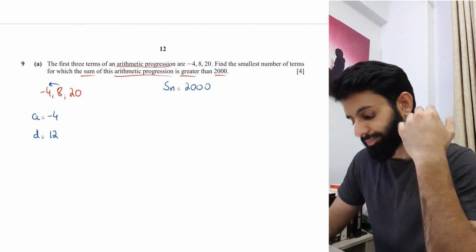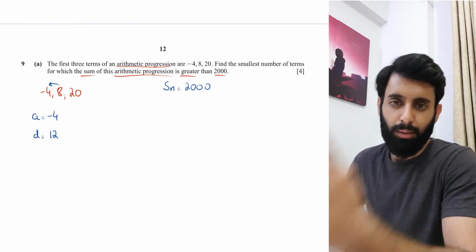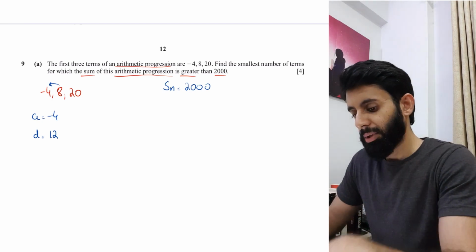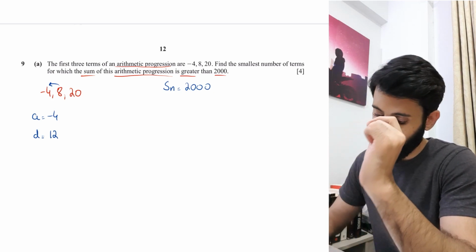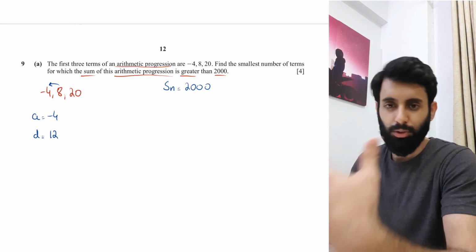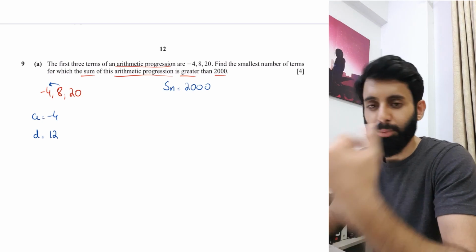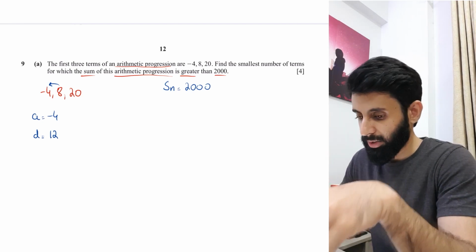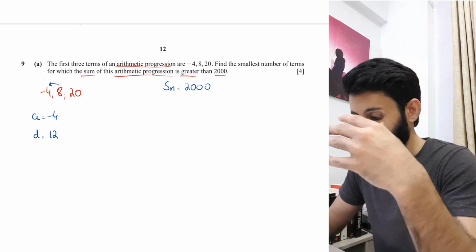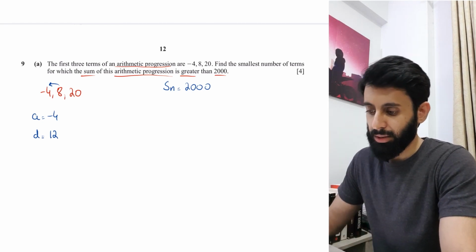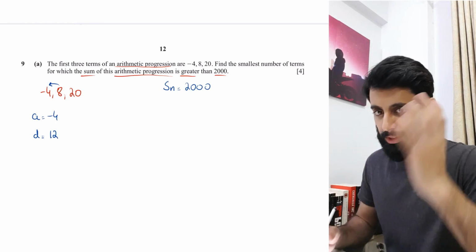Now let me explain something. Let's say the value of n that we obtain over here turns out to be 10. Hypothetically speaking, I don't know what the answer is. That means 10 terms sum up to 2000. So if I want the smallest number of terms for which the sum is greater than 2000, the answer is going to be 11. Let's say the answer to this turns out to be 5.6. Okay, again, hypothetically speaking. So at 5.6 terms, although that's not possible because terms should be integer, that means 5.6 terms sum up to 2000. So the final answer is going to be 6. So that's what you got to keep in mind.